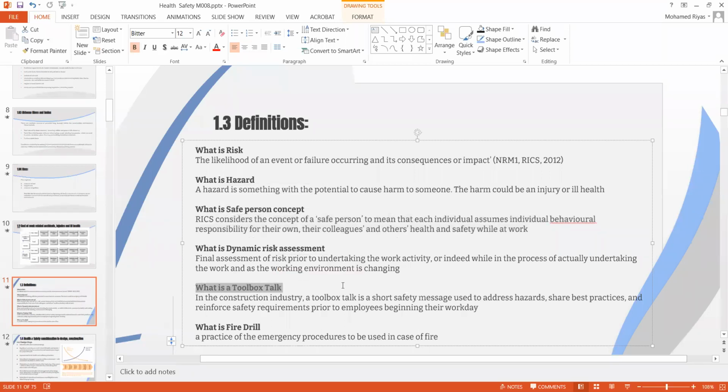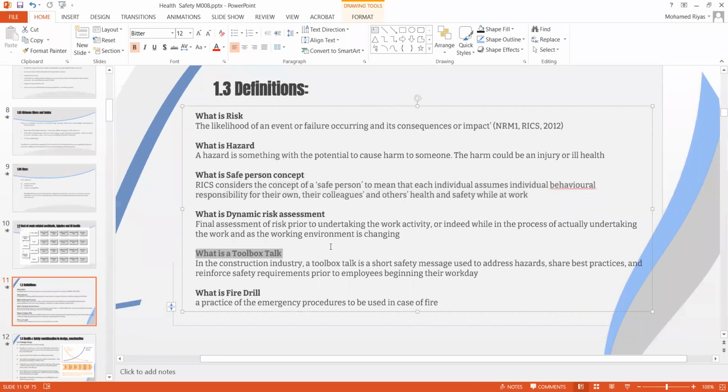Then coming to the toolbox talk. Toolbox talk is used in the construction industry. You will have a very short safety message before you start the work, which will address potential hazards, share best practice, and keep advising the employees before they start their work. So this is delivered at a mini group level on any activities.